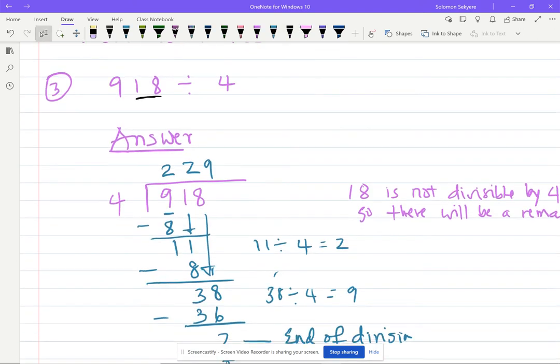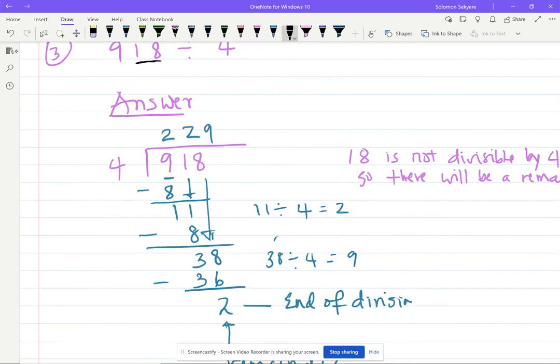So 918 divided by 4, let's start with the first digit. Always start with the first digit. Ask yourself, is it big enough to divide by the divisor, which is 4? Yes. So 9 divided by 4: 4, 8, 12. We go above if we count 3 times, so we stop at 2. We put the 2 up here. As soon as we put it up here, we multiply by 4 again and put the product down here, 8. What do we do next? We subtract.